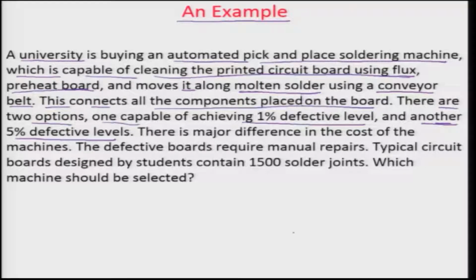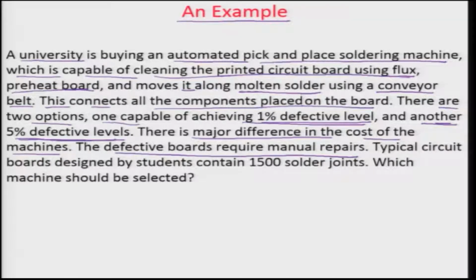There is a major difference in the cost of the machines. Both machines, the one with the 1% defective level and the one with the 5% defective level, have a major difference in cost. And the issue is that when a defective board is produced, when the circuits are not properly soldered, then you require manual repair. A human being has to repair these circuit boards manually.